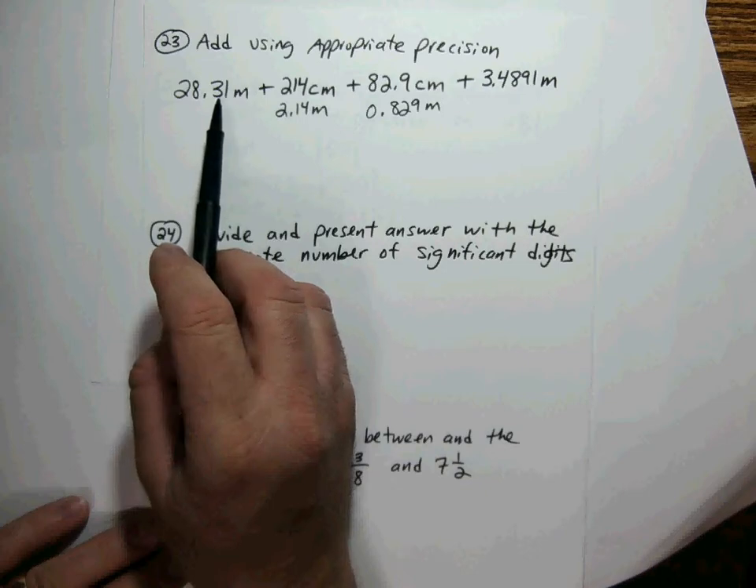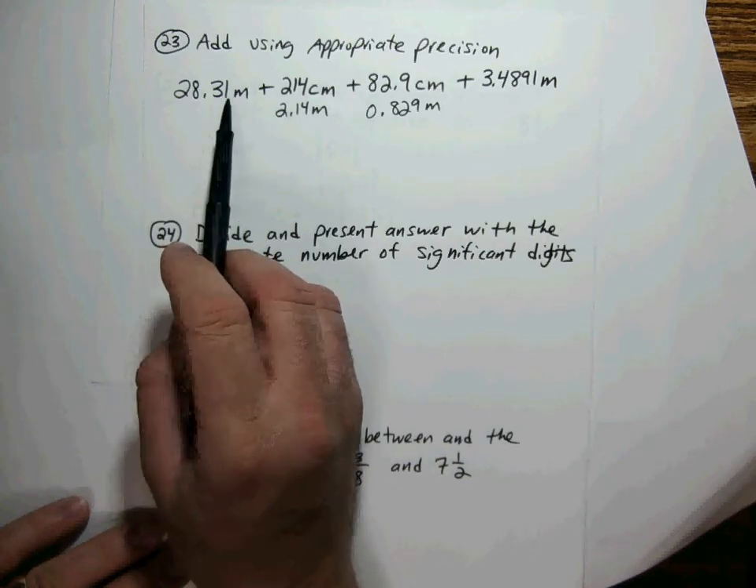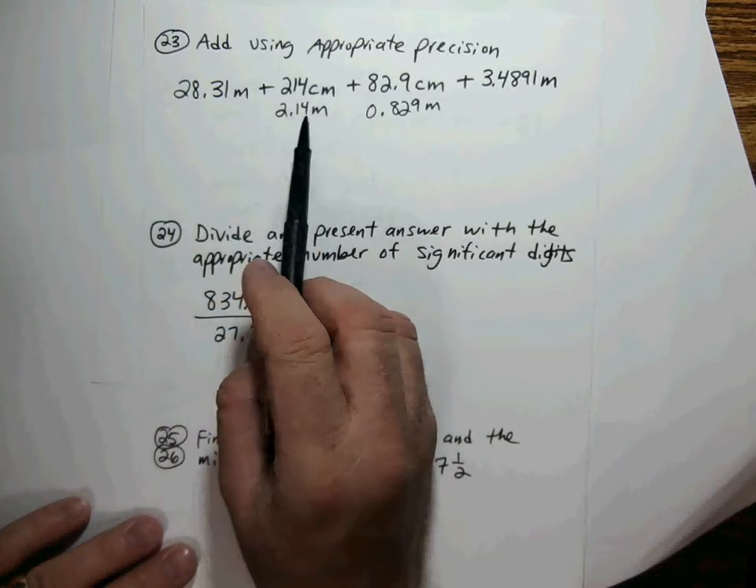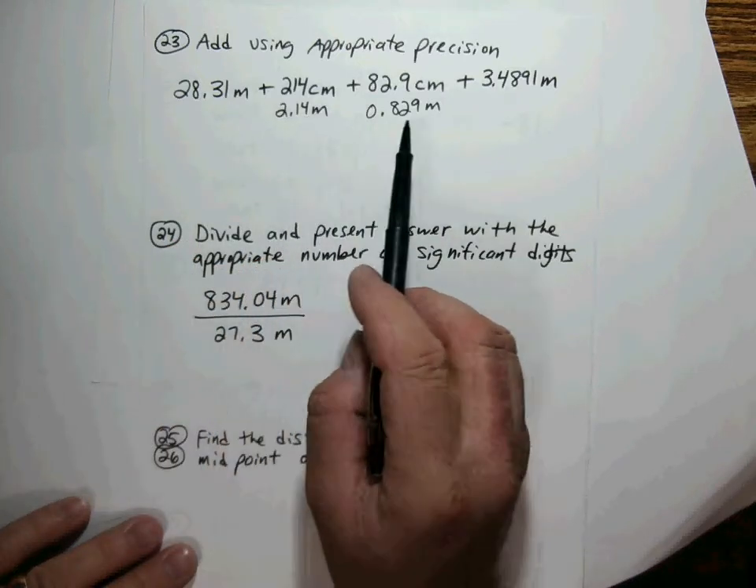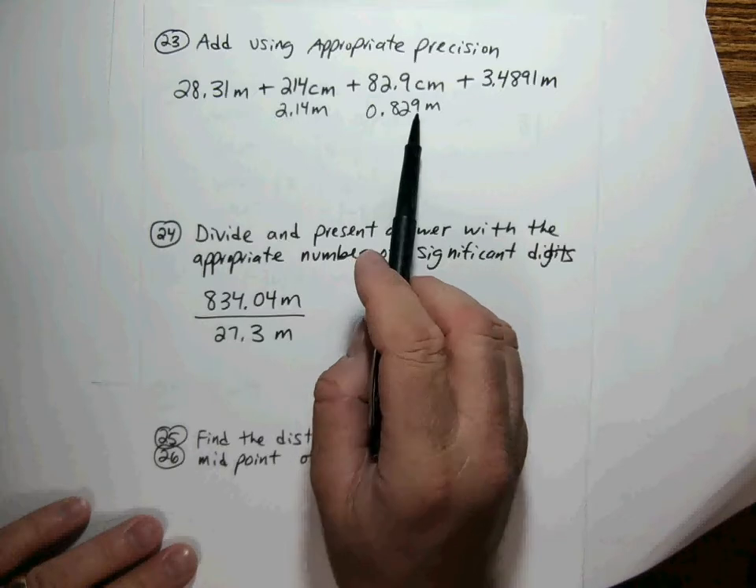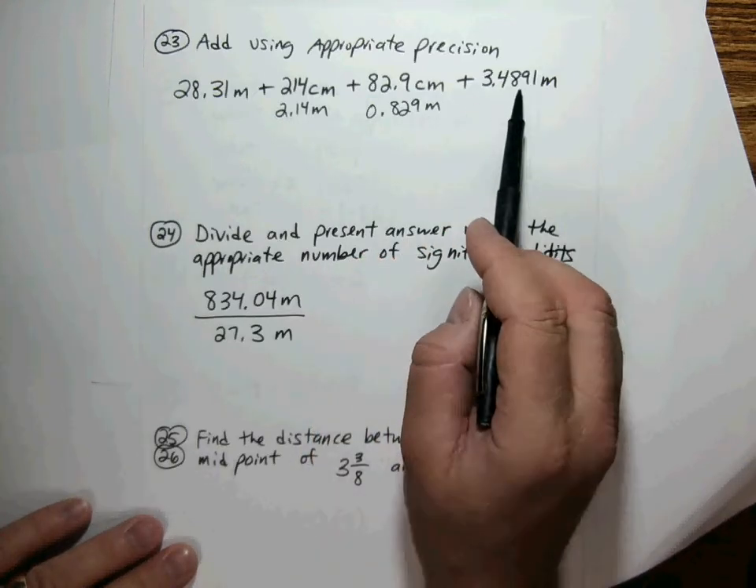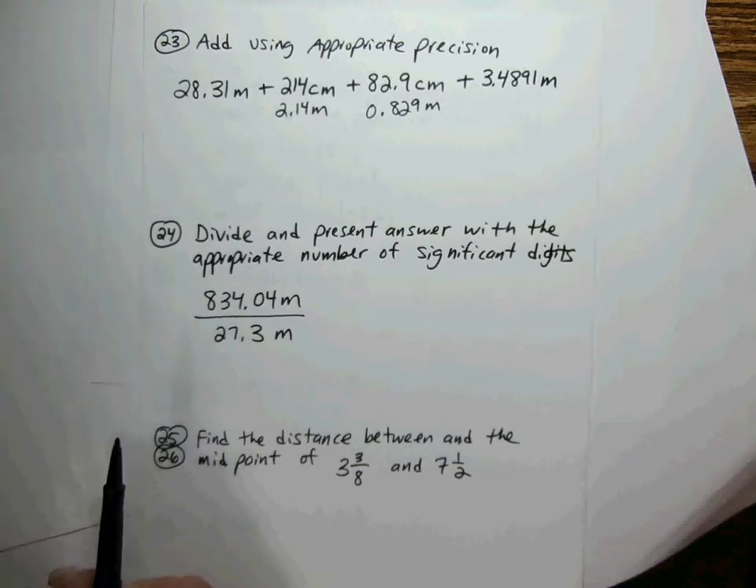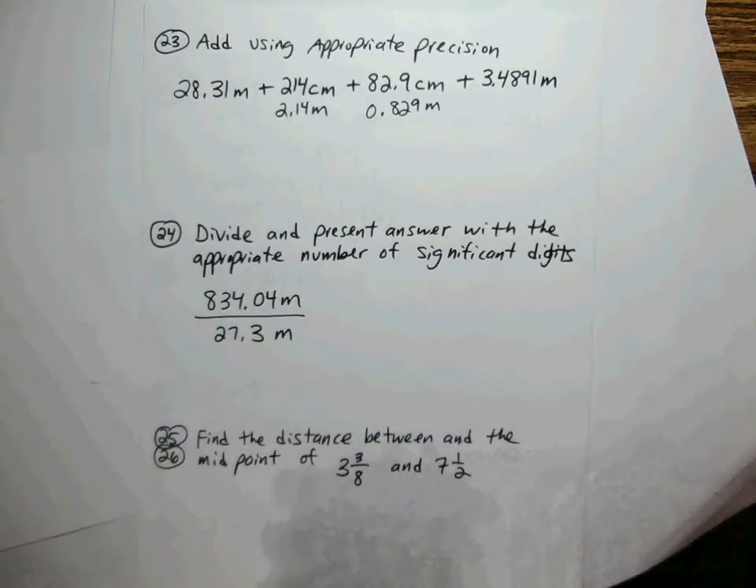What kind of precision do I have here? Well, I've got 2 decimal points there, so I've got to the hundredths position. This one's to the hundredths position. This one's to the 10,000ths position. Well, I can only add to the least precise number I have there.